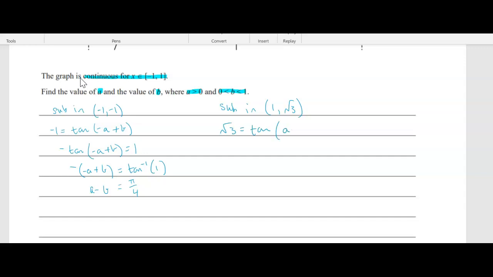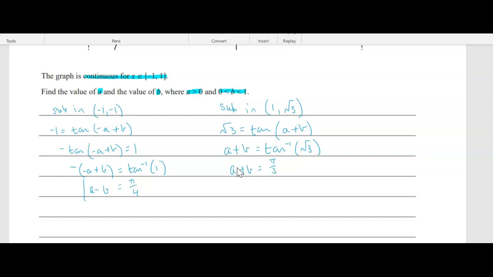1 times A is A, so A plus B. And then just do inverse tan of both sides. We're going to have A plus B on, and then tan negative root 3. All right, I can't remember my exact value, so I'm going to quickly check. All right, so we've got pi on 3.